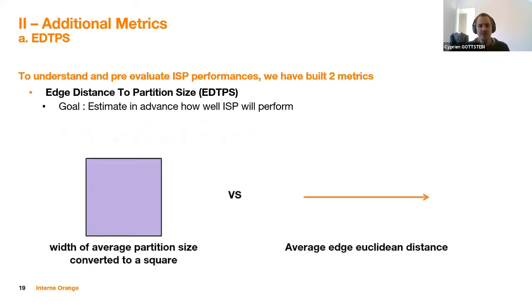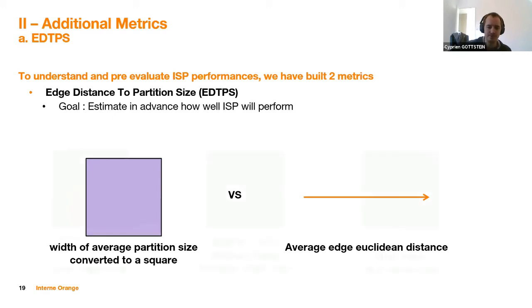The idea behind EDTPS is very simple. We take all of the edges of the graph and we compute the average Euclidean distance of the edges. So the edge distance is simply, you have 2 points in a Euclidean space. Those points are in fact nodes linked with a relationship, an edge, and you just measure the distance separating the two. And we compare that against the partition average surface converted into a square.